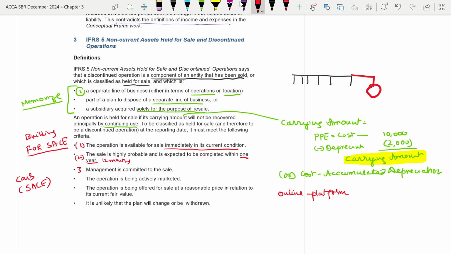Third point, management is committed to sale. Once you put it up for sale, there is no turning back. For the operation, you have to do good marketing. The operation is offered for sale at a reasonable price, mostly current fair value. I will ask you these things again and we will repeat them n number of times. It is unlikely that the plan will be withdrawn.